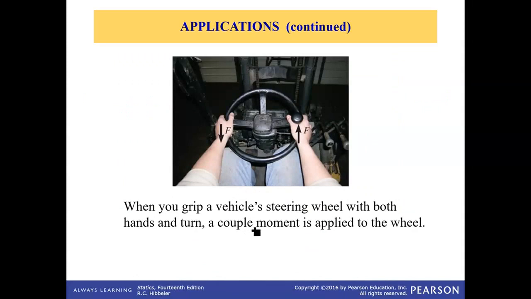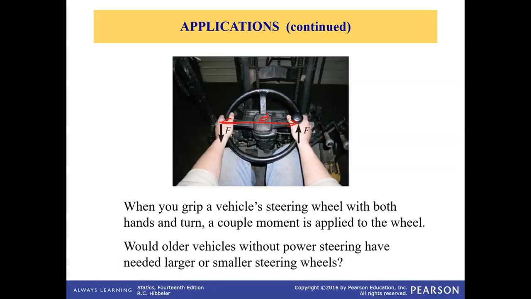When you grip a vehicle steering wheel with both hands and turn, a couple moment is applied to the wheel. So one hand is pushing, the other hand is pulling, and there is a perpendicular distance between them, d, and that applies the couple moment. Would older vehicles without power steering have needed larger or smaller steering wheels?